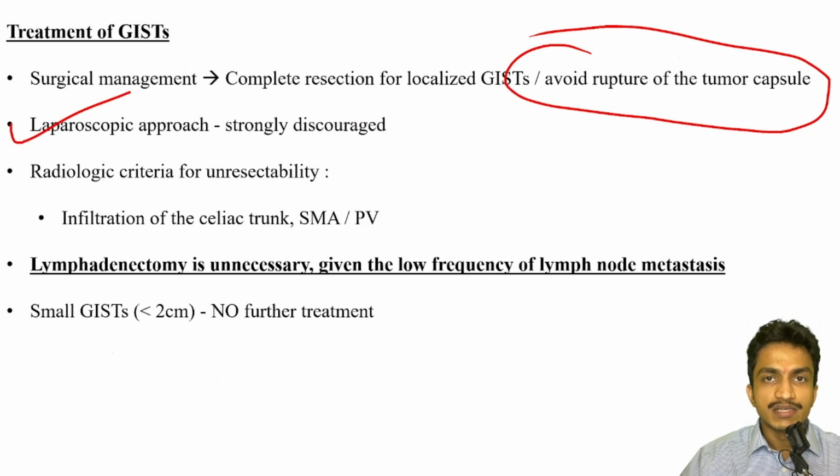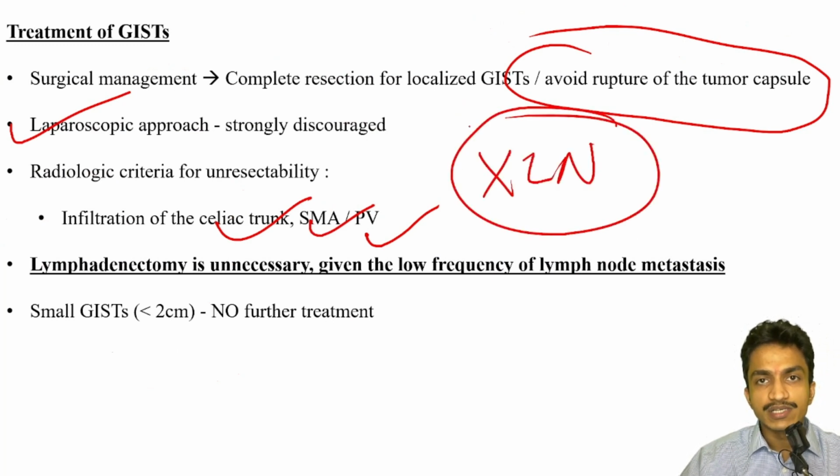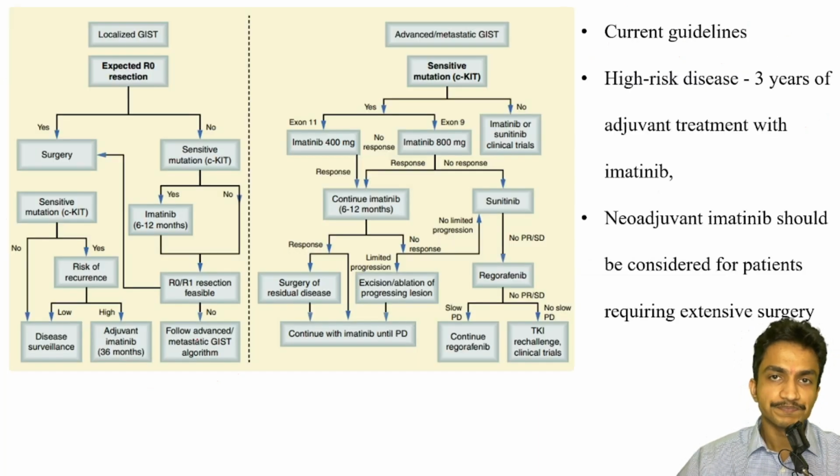When does it become unresectable? Usually they are resectable in the majority of cases, but if it has invaded into the vasculature like the celiac trunk, SMA or portal vein, then only it becomes unresectable. Otherwise, they are usually resectable, and there is no role of lymphadenectomy because there is no lymphatogenous spread in GIST. So usually we don't do any lymphadenectomy. In small GIST that is less than 2 centimeters, we don't do further treatment.